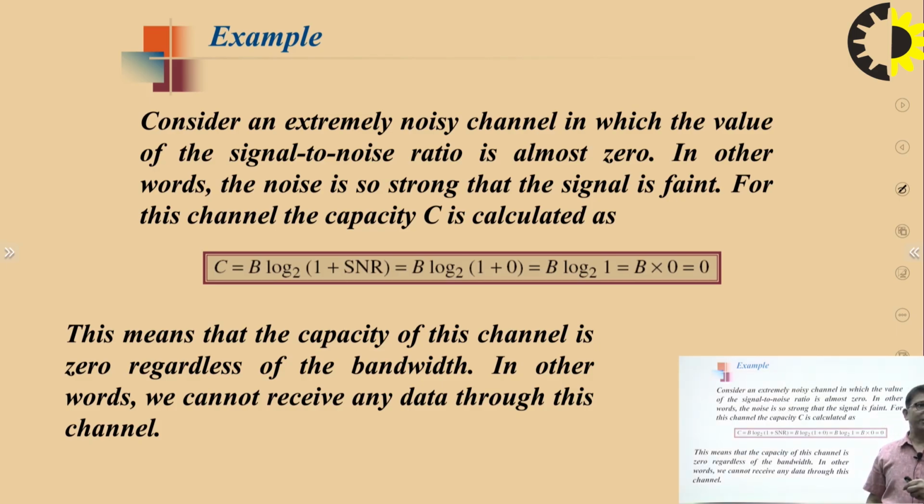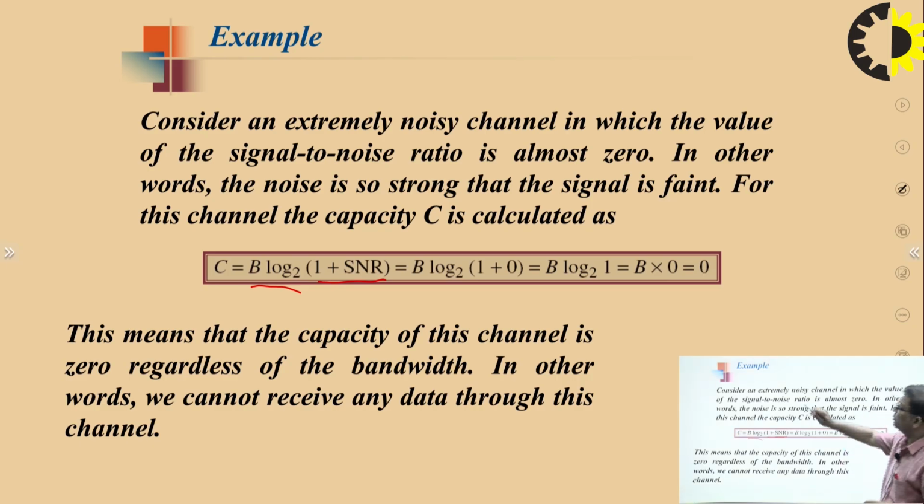Take another example. An extremely noisy channel where the noise is too high. The Nyquist theorem applies when there is no noise, a noiseless channel. If we are talking about a noisy channel, then the Nyquist formula is not applied there. The Shannon formula can be applied if we are using a noisy channel. So what is the Shannon formula? B log 2 of 1 plus SNR. This is the formula for Shannon capacity.